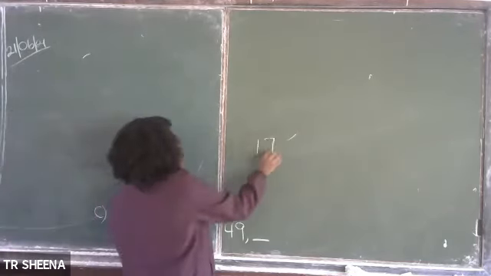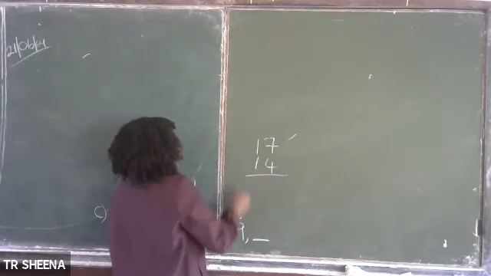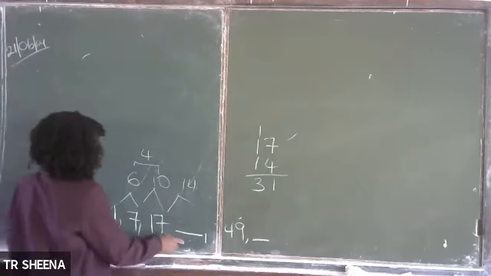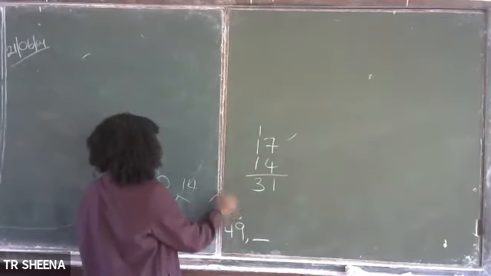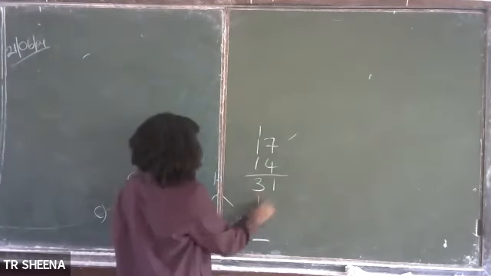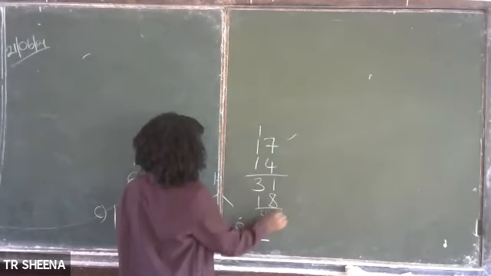Let me see, 17 plus 14. Here you have 11, so you have 31. So if you get 31 here, now here you have to add 18, because 14 plus 4 is 18. So when you add 18, yes, you get 49.